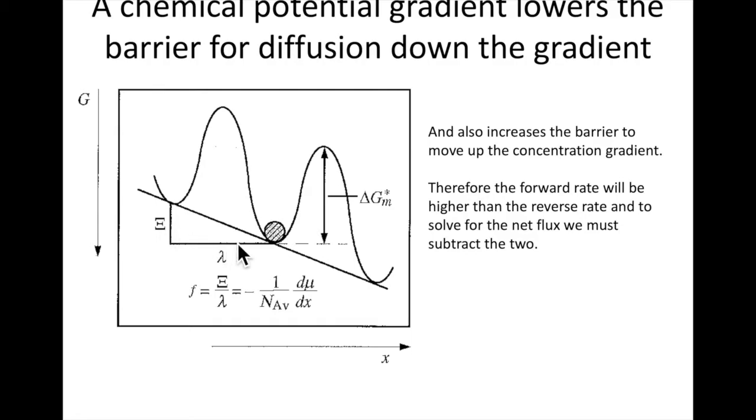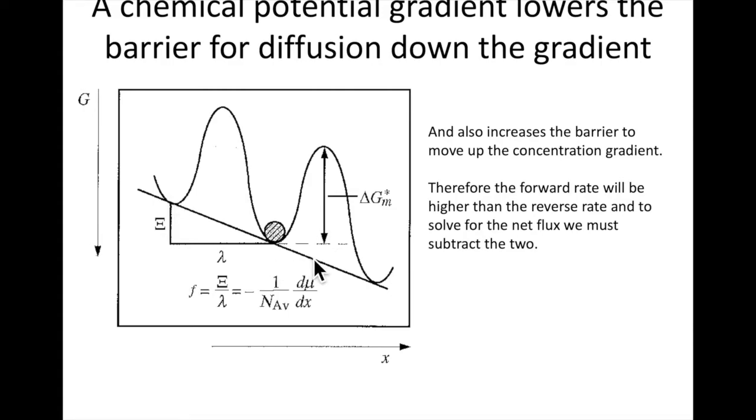So it's increasing the barrier up the concentration gradient, decreasing it down the concentration gradient. And so what we're going to look at next is the jump rates. So how frequently does it happen in the forward direction, which is down the gradient, and the reverse direction, which we're going to term up the concentration gradient.